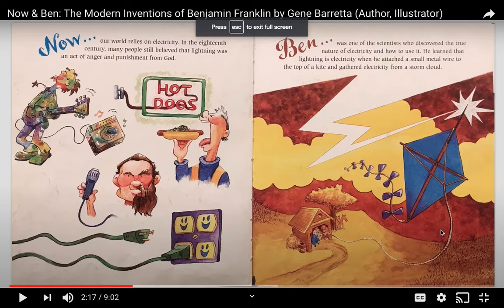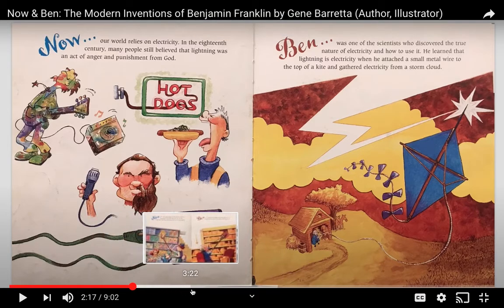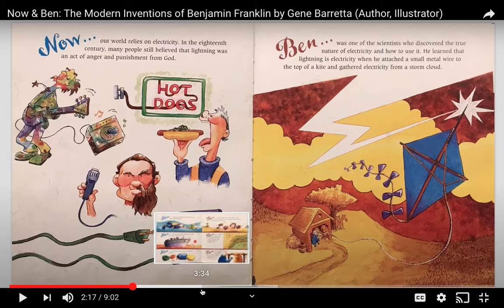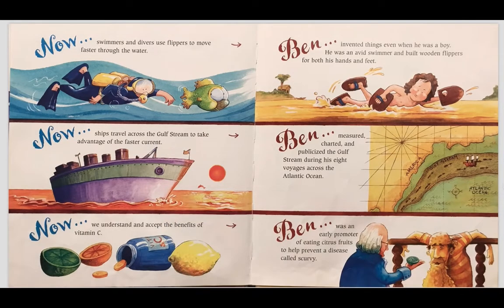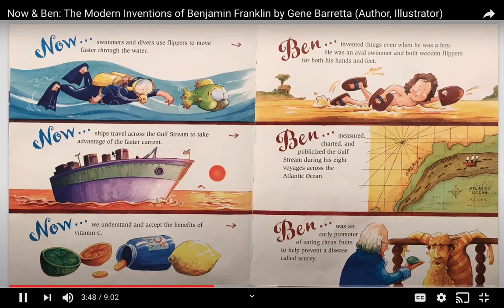So our next question is, we're going to move down to a different page, and again, I want you listening to the words, okay? We're going to focus in on the middle. I know we've been talking a lot about the flipper part, but I want you to focus in on this middle part. Both his hands and feet. Now, ships travel across the Gulf Stream to take advantage of the faster current. Ben measured, charted, and publicized the Gulf Stream during his 8 voyages across the Atlantic Ocean.